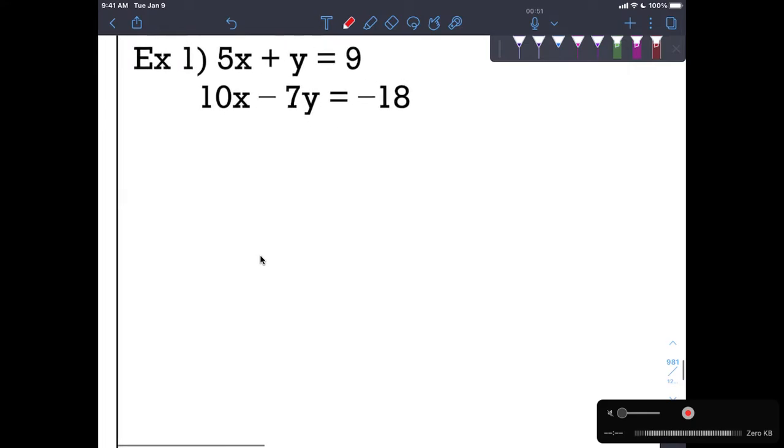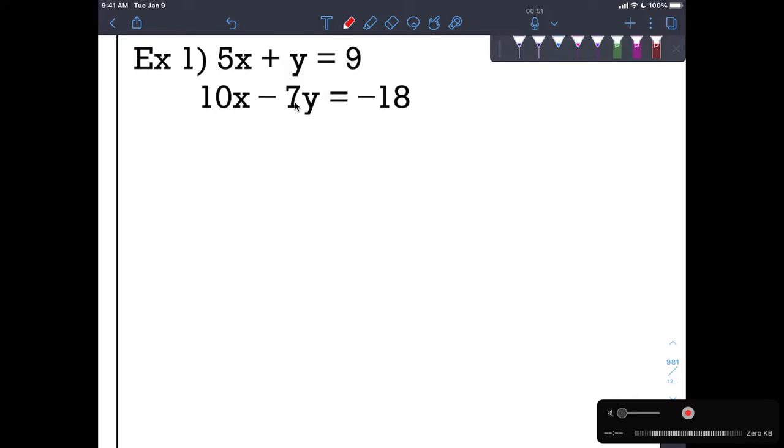So, I'm going to look at this. And it's already written in standard form. So that makes it a little bit easier. You don't necessarily have to do elimination in standard form. It's just much easier if you do. Okay? So I look at the numbers that are attached to my x, 5 and 10. And I look at the numbers that are attached to my y, 1, -7.